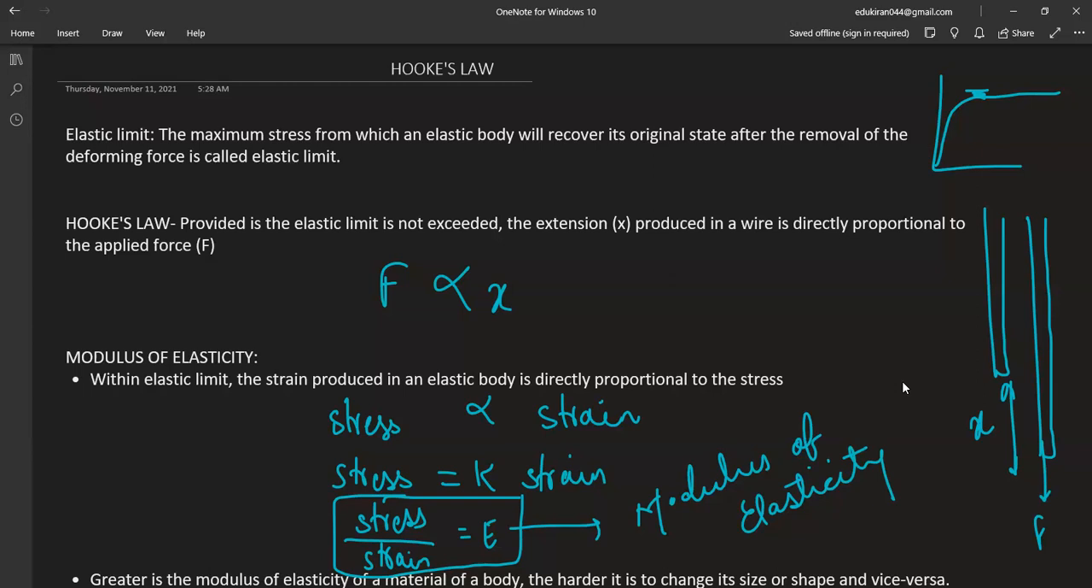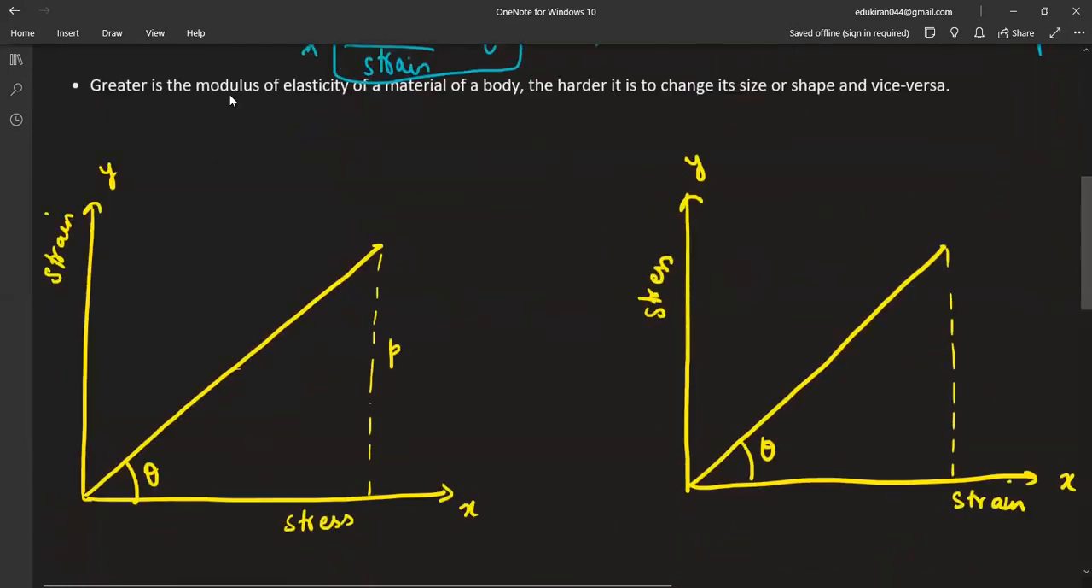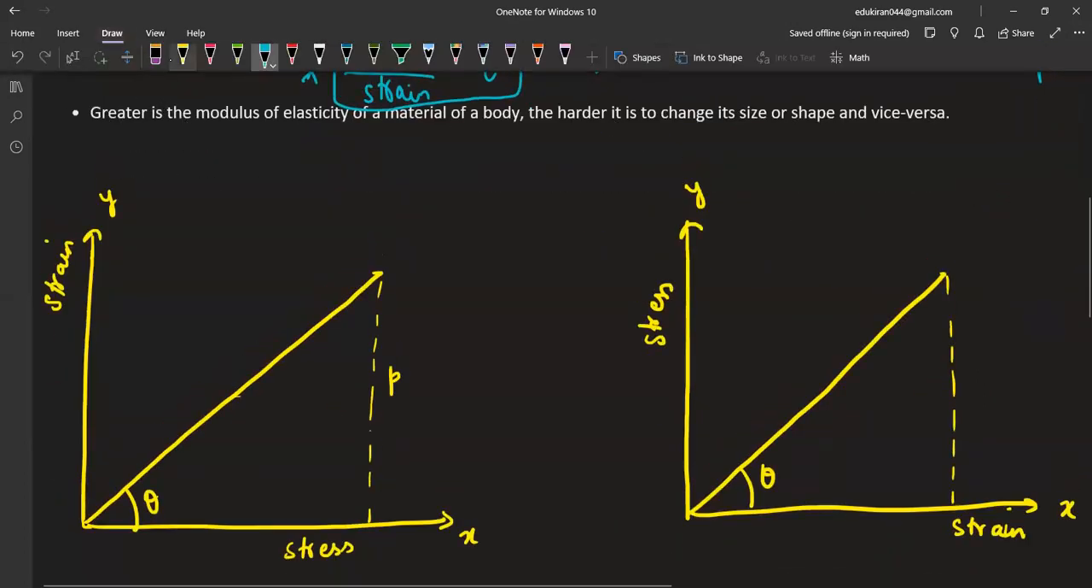Fine. Remember, if the value of this modulus of elasticity is greater, then it is very difficult to change the shape of the body and make it plastic. All right. So this is a very important formula. Depending upon this, you have 3 types of moduli of elasticity also. That I'll discuss later. First, let me tell you the graph.